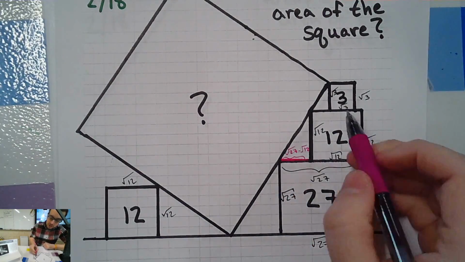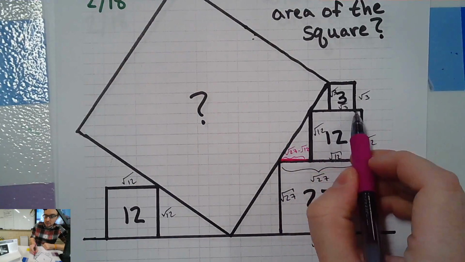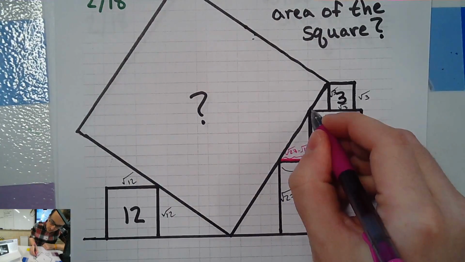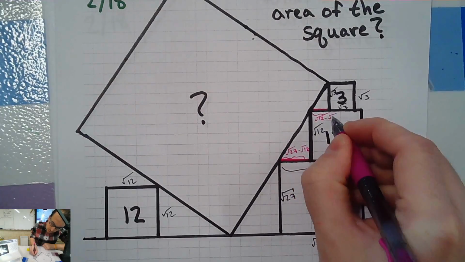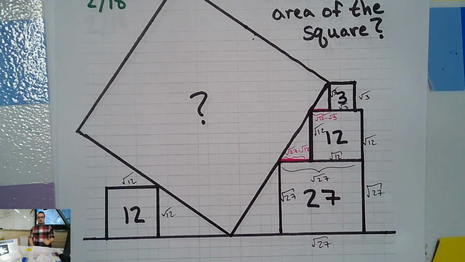Couldn't we apply the same logic here? The whole thing across here is root 12. So this little bit right here would be root 12 minus root 3. We figure that one out. So we got that, we win. More or less.